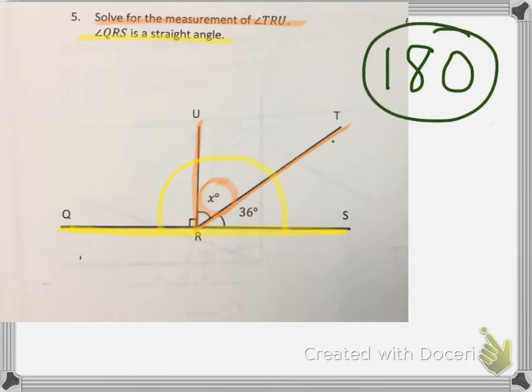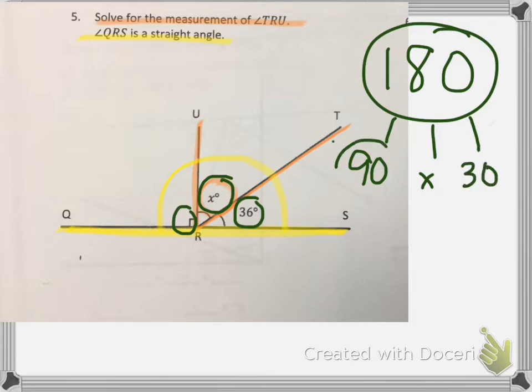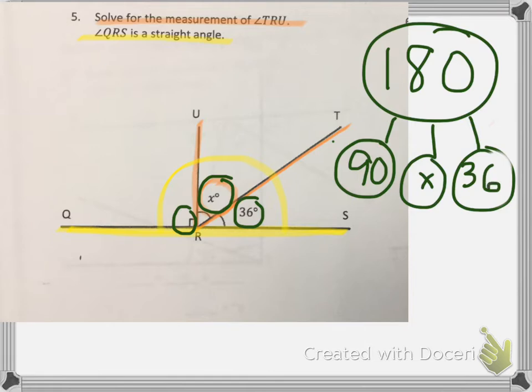Okay? Now, let's look at this. Let's start on the left. What do we know about this angle? Oh, it's got a square corner. Automatically, square corners are 90 degrees. That is one part. What do we know about this part right here? Oh, that's an X. I don't know that. And finally, what do I know here? That's 36. I can see that this 180 degree angle is made of 3 parts. 90, X, and 36. Well, how am I going to find out X?